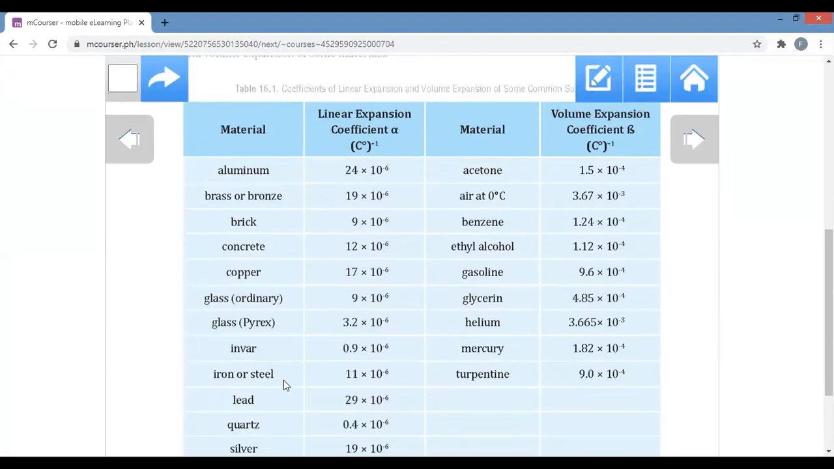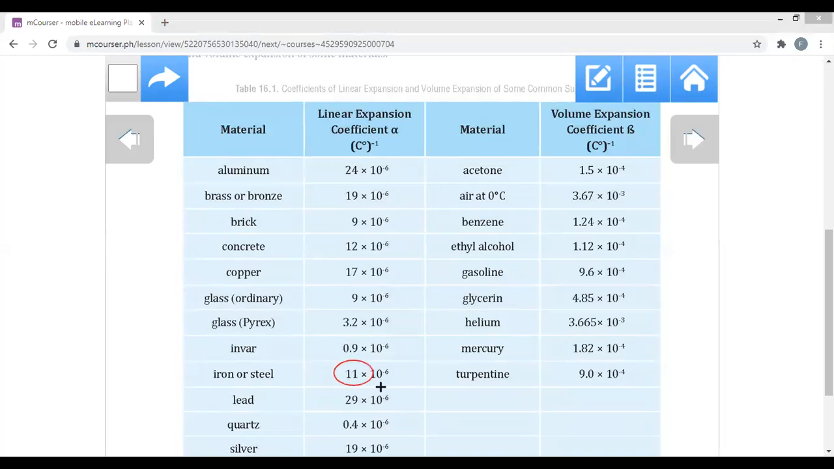I want you to note down the expansion of iron. So 11. If you see this one, this is our iron. So that's 11 times 10 to the negative 6. That unit is per Celsius degree. Notice that it's raised to negative 1, so it is affected by the change in temperature. So 11 times 10 to the negative 6 is its value.